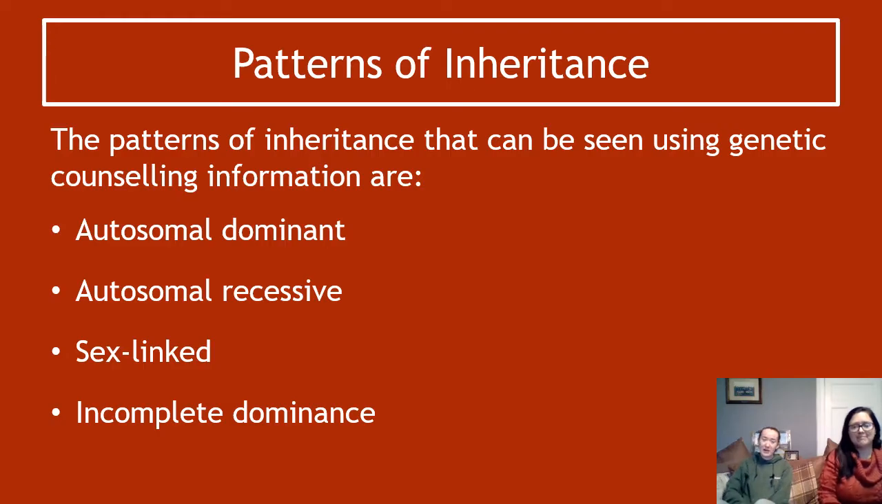So in terms of the patterns of inheritance, there are certain patterns that you need to be able to identify, you need to be able to understand, and most importantly, you need to be able to answer family tree questions using the idea of this pattern. And they are autosomal dominant, autosomal recessive, sex-linked, and incomplete dominance. So 4 different things. And the key for these is whenever you get a question about these, the question will say which one it is.